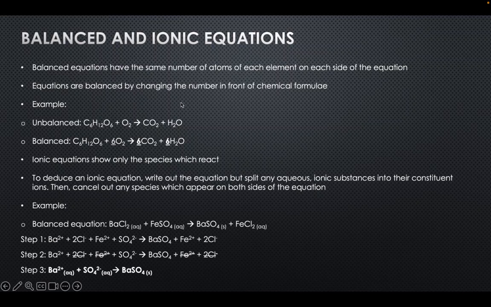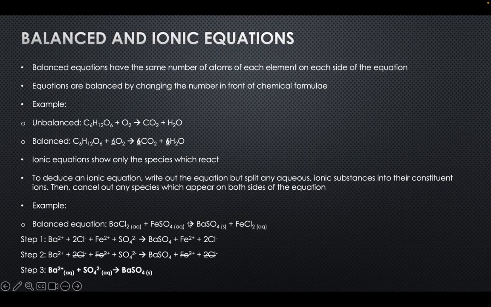To balance equations, you're just going to have to use trial and error. It's just something you'll get quicker with practice. So next, ionic equations show only the species which react. And to deduce an ionic equation, we write out the equation, but split any aqueous ionic substances into their constituent ions. And you then cancel out any species which appear on both sides of the equation.